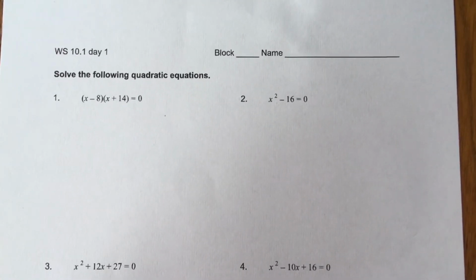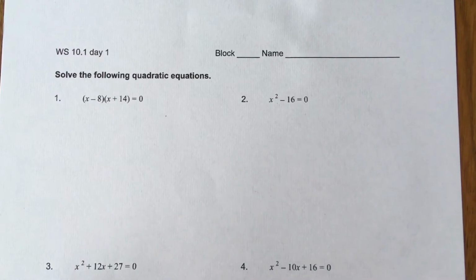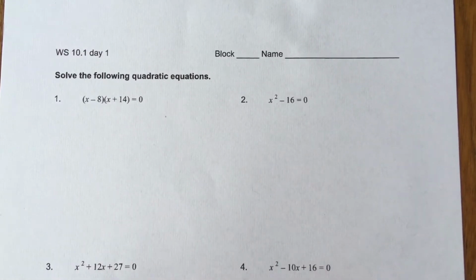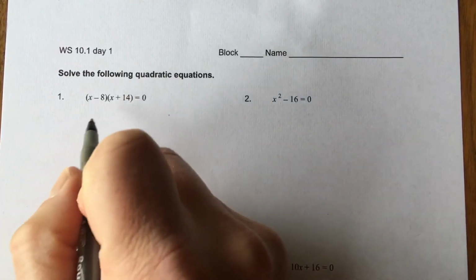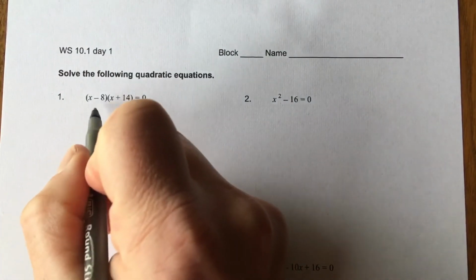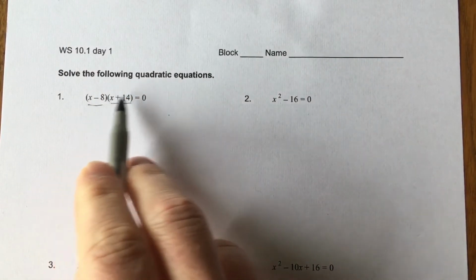All right, I'm going to walk you through worksheet 10-1, day 1. These are some basic solving by factoring kind of problems. In fact, number 1 has already been factored out for you. And from the video, what they said is once you get it into that factored form, you should notice that we have two things multiplying to equal 0.